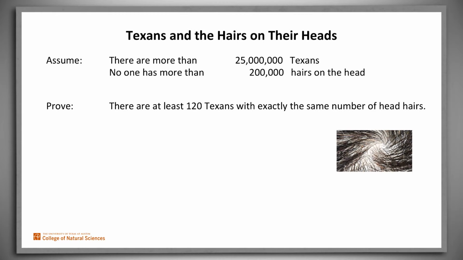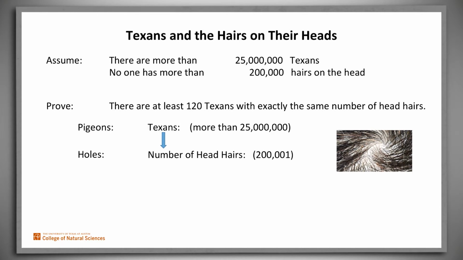Here's another simple example. Assume that there are more than 25 million Texans, and also assume that no one has more than 200,000 hairs on the head. We want to prove that there are at least 120 Texans who have exactly the same number of head hairs. To use the pigeonhole principle to solve this problem, we have to define holes and the pigeons that will be mapped to those holes. The holes are the possible values for hair counts. There are 200,001 such values, since 0 is an option, of course. Every Texan must get mapped to exactly one of those values.